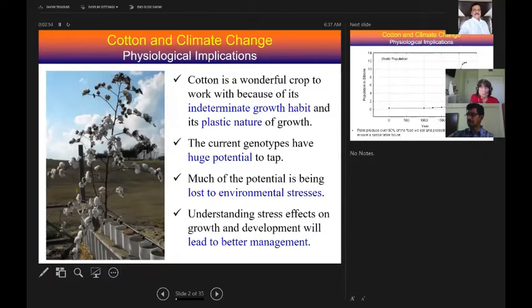So my work started with understanding stress effects on growth and development, particularly wanting to quantify the stress effects on many growth and developmental aspects that could be incorporated into cotton simulation models.